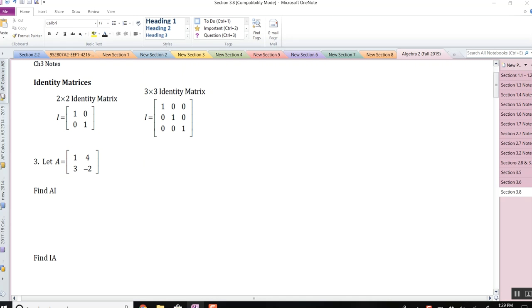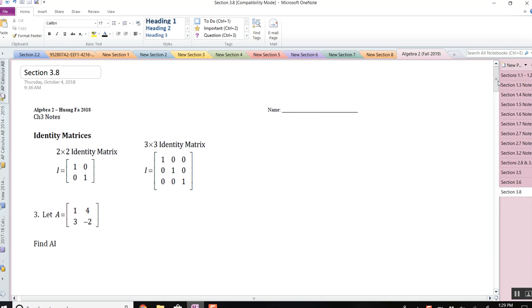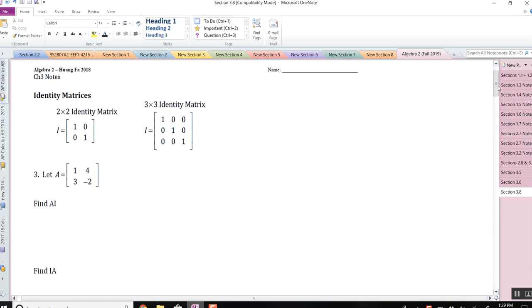Hey, welcome to a video on section 3.8 regarding the inverse matrix and solving systems of equations using the inverse matrix. So before we get into what an inverse matrix is and how to actually use matrices to solve a system of equations, we do need to have a discussion about the identity matrix.